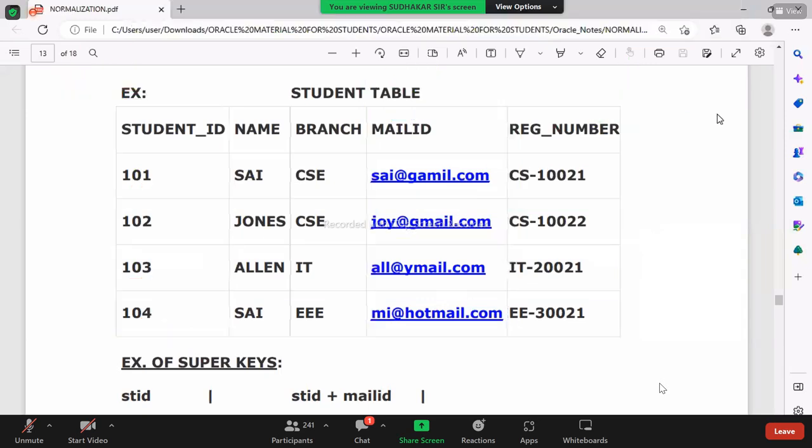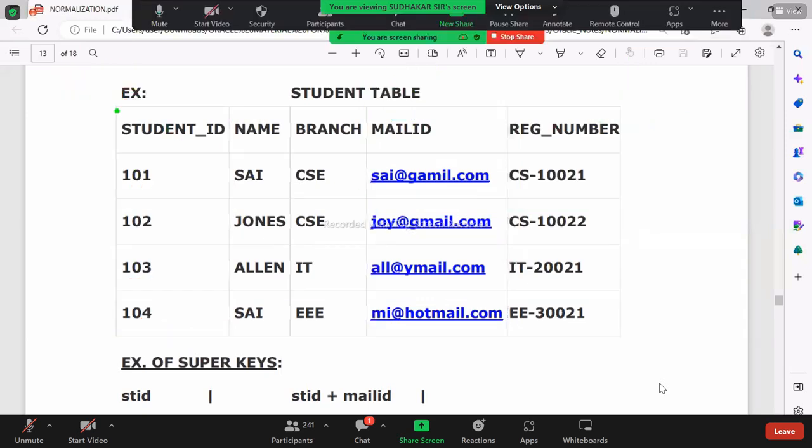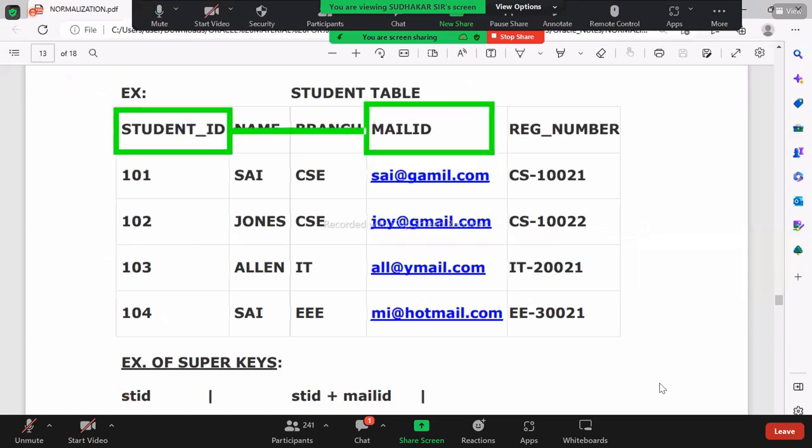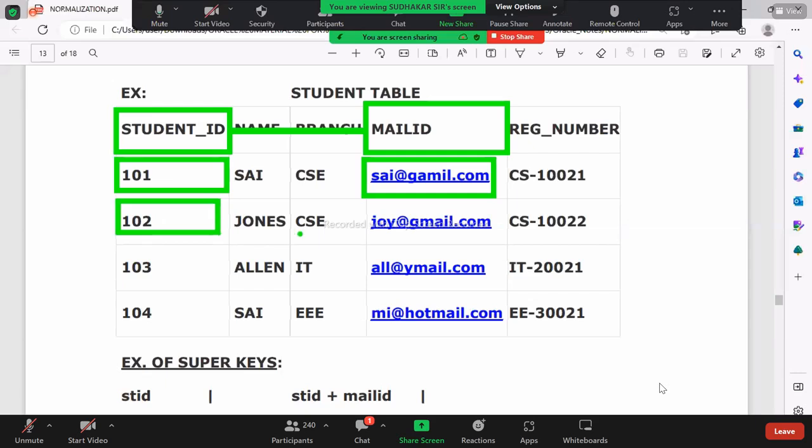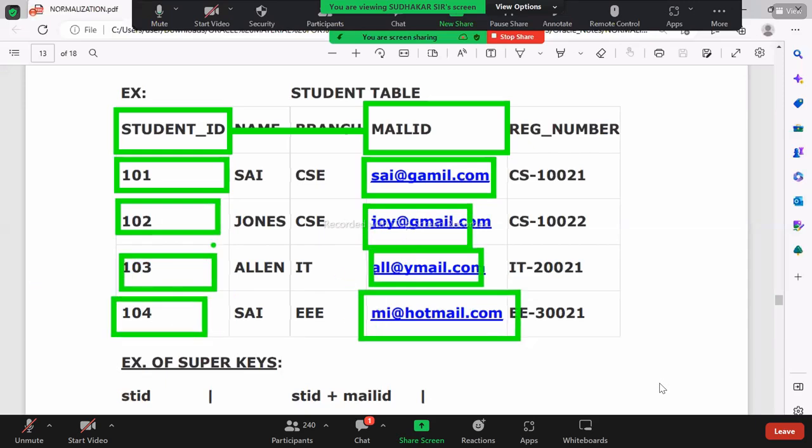Combination of columns means, just remember here, suppose student ID combined with mail ID. Check these 2 columns' combination. Do you have any duplicates? No, everything will be unique. So here are 101 and Sai, 102 Joy, 103 all, 104 me. You can check all the combinations, but in the combination there are no repeated values.